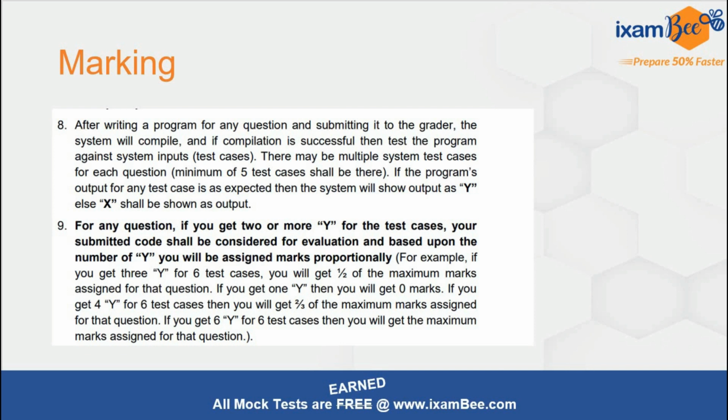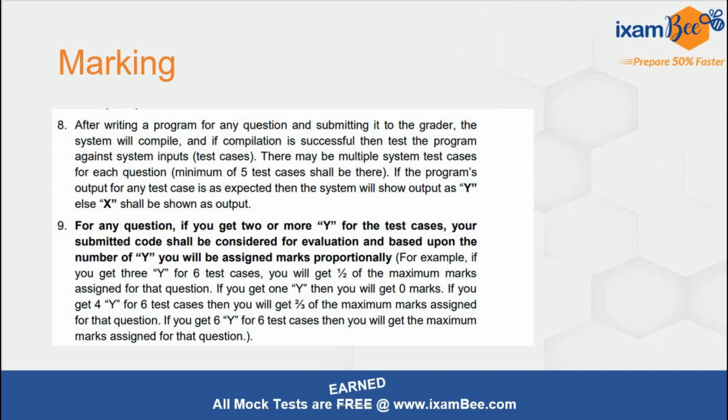They say you will get at least 5 test cases in every question. Whether it is a 10 marker, 20 marker, or 30 marker question, there will be minimum 5 test cases. There can be more, like 6, 7, 8, or 10, but minimum 5. Once your compilation is successful and you submit the program, at least 5 test cases will be checked, and you will get some combination of Y and X. Now, you must get minimum 2 Ys. If you have 5 test cases, you should get minimum 2 Y, meaning 2 test cases are passed, so that only then your submitted code will be considered for evaluation.